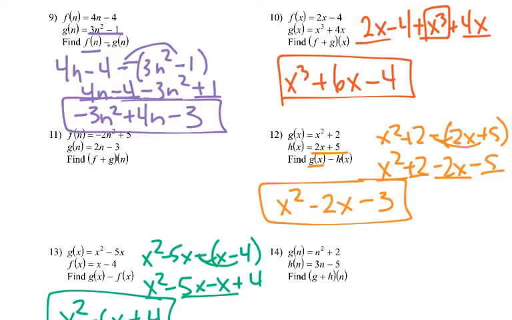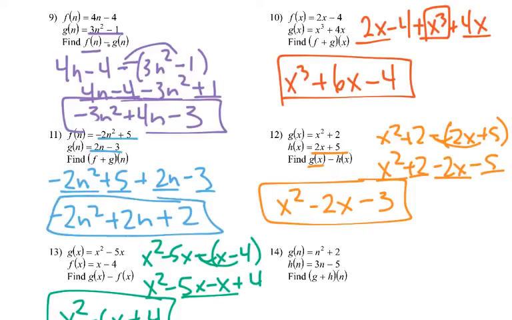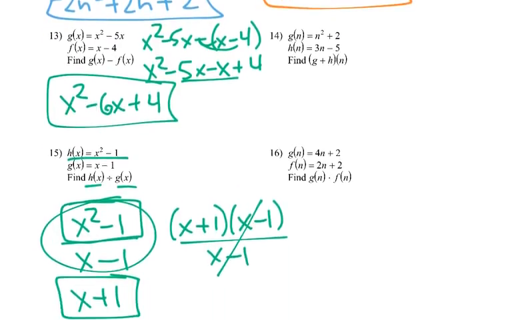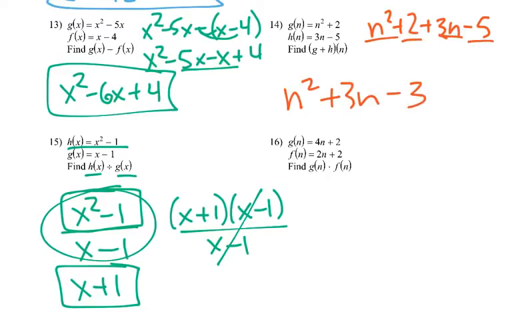For 11, we've got negative 2n squared plus 5 plus g, which is 2n minus 3. No other squares, so negative 2n squared. No other n's, so plus 2n. 5 minus 3 plus 2. And there we go. Okay, 14, same idea. Okay, g is n squared plus 2 plus h, which is 3n minus 5. No other n squared, so n squared. No other 3n, so plus 3n. 2 minus 5 minus 3.